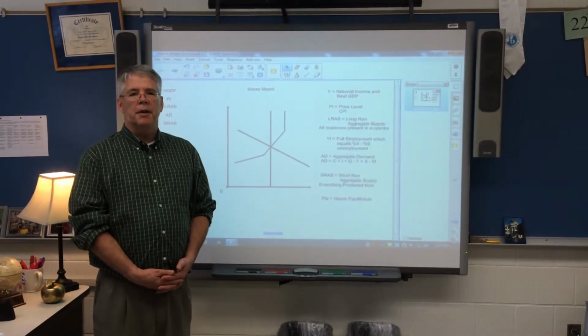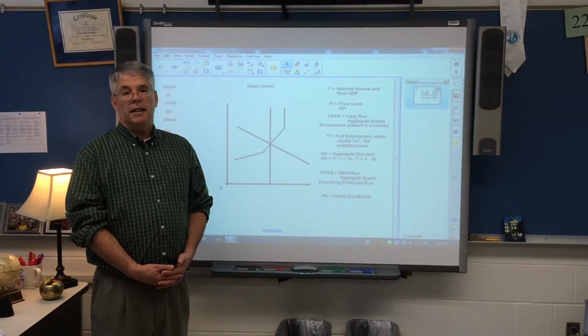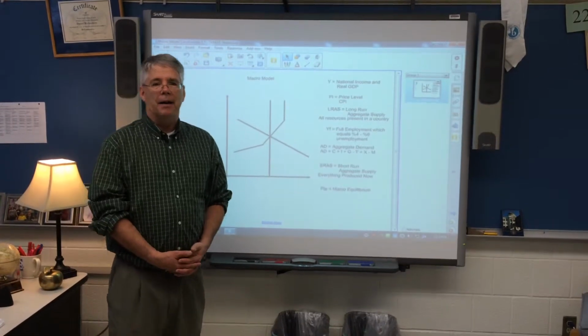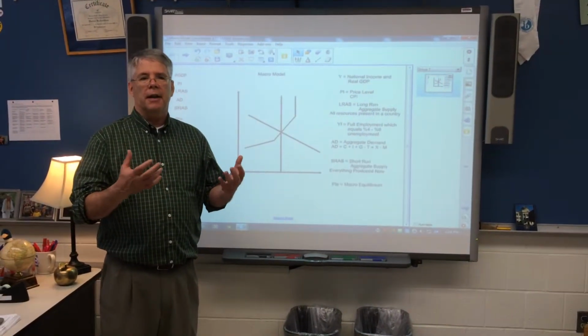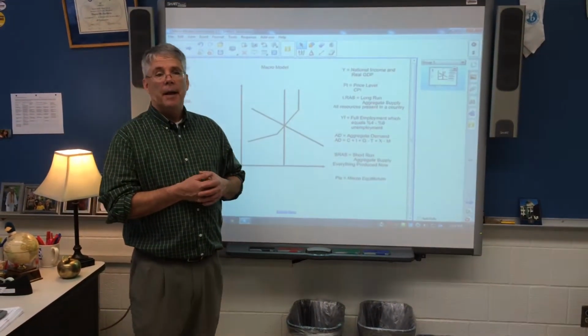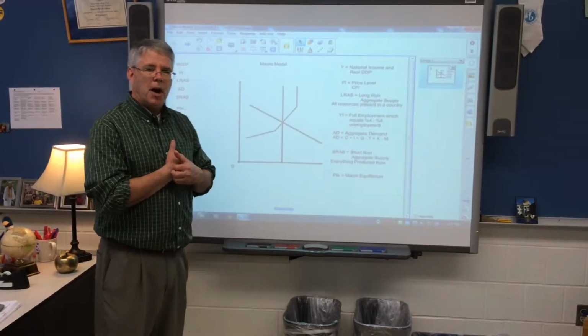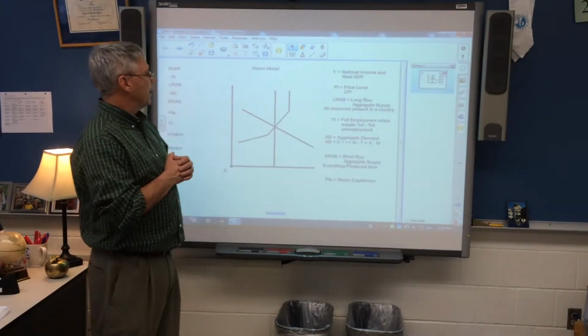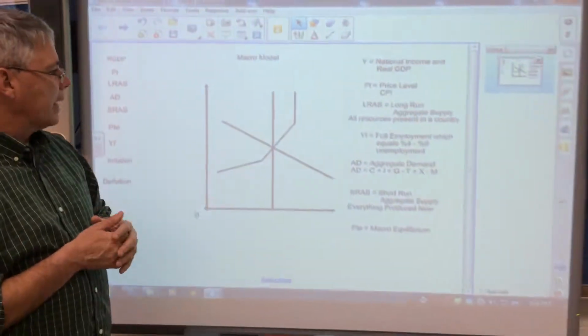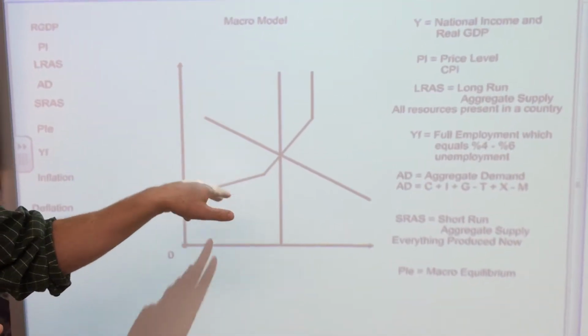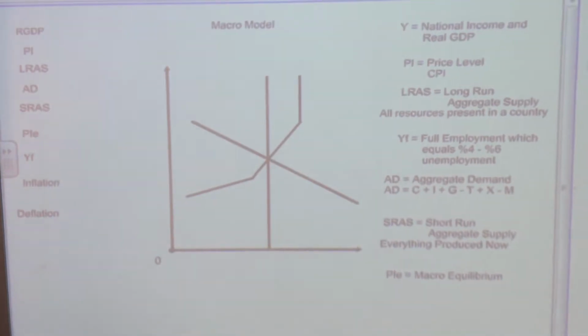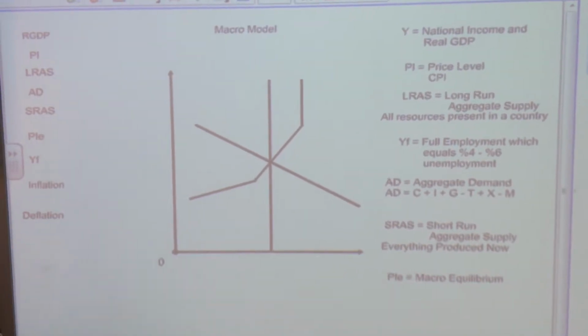Today I'm going to construct for you the classical or neoclassical macro model. You'll also construct what's called the Keynesian model. And there's different ways to do this, but I'm going to show you basically all the parts to the classical model here. So here we have an X and a Y axis, and we have our demand curve and a couple supply curves here. So we're going to take a look and label these in the right place.